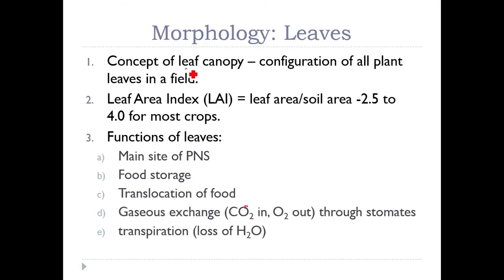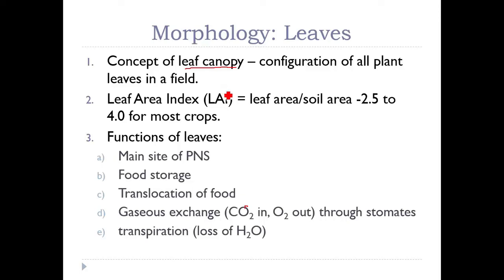Of course, the leaf canopy is not something that's going to develop right away. It takes time from planting until you get a good leaf canopy, all the leaves in the field functioning together to do what it is they do. One of the things that they do, of course, is cover soil and intercept sunlight. So you need a good, healthy leaf canopy for that.